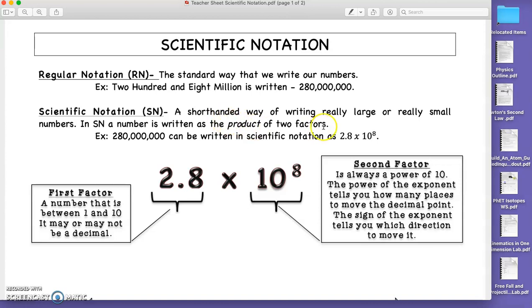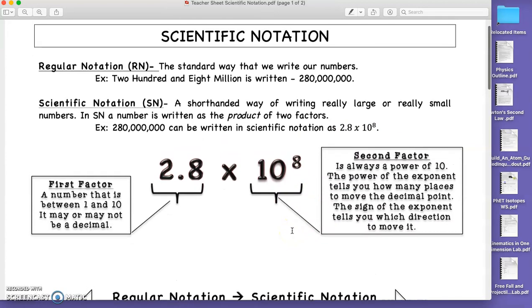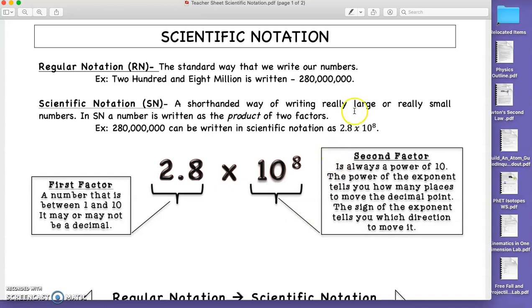Sometimes you'll see it called a product of two factors. I don't know if that's the way I would explain it. But I'm just saying that I can take this number, 208 million, and write it as this in scientific notation. So here's what that number means when you see it in scientific notation.